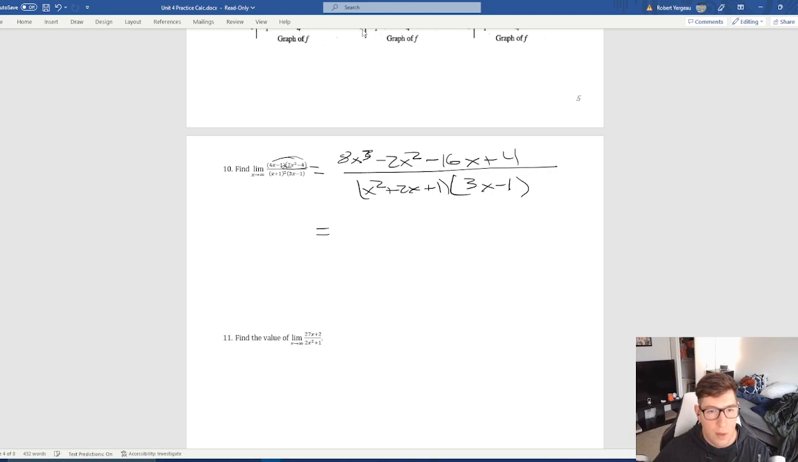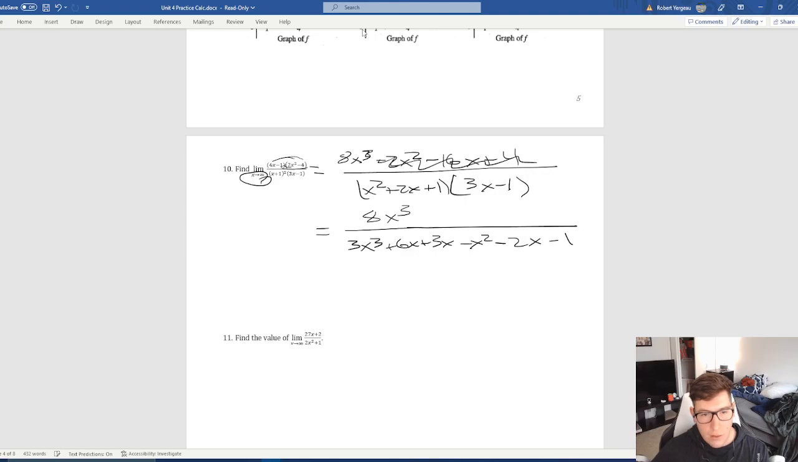So again, I just got to multiply those through. And so up top, I'm actually just going to ignore everything that's not the leading term. I know that the top value is 8x cubed. That's all I need to know because of this infinite limit. And so underneath, I'm going to have 3x cubed plus 6x plus 3x minus x squared minus 2x minus 1. Again, I'm ignoring everything that's not a leading term. I don't need to know about that.